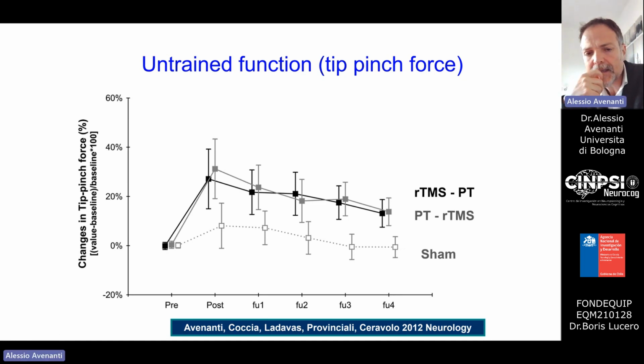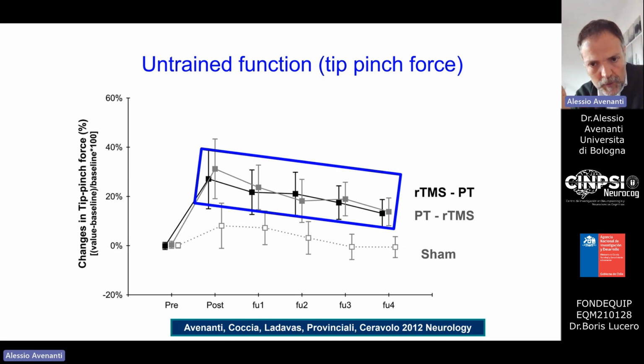Here you will see that. So this is a tip pinch force. So the force of this pinch. This was not trained in this clinical study. But you will see that even if this function was not trained, the real TMS groups show an enhancement of the force of this grip that was quite increased in the post and then tended to decline over time, right? But both groups show an enhancement in this performance in this task, and they were showing greater improvement relative to the sham group.